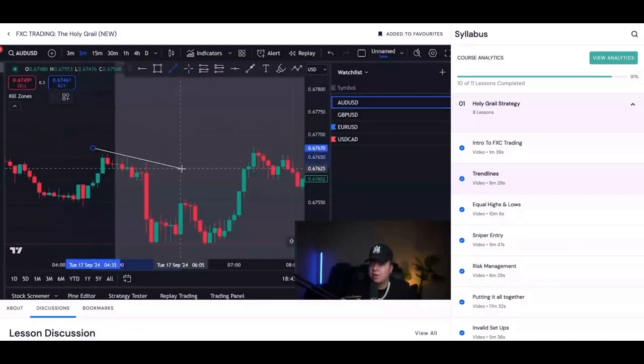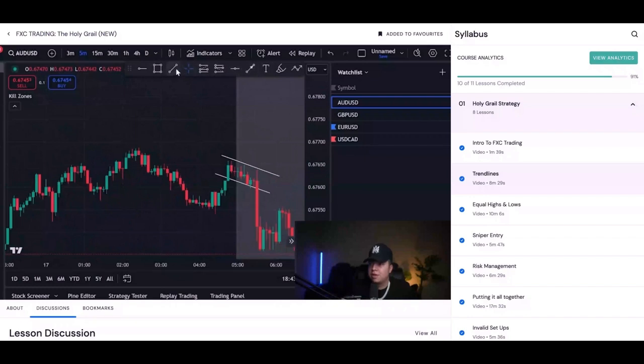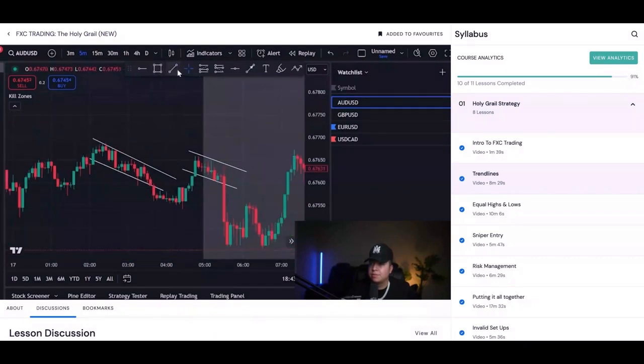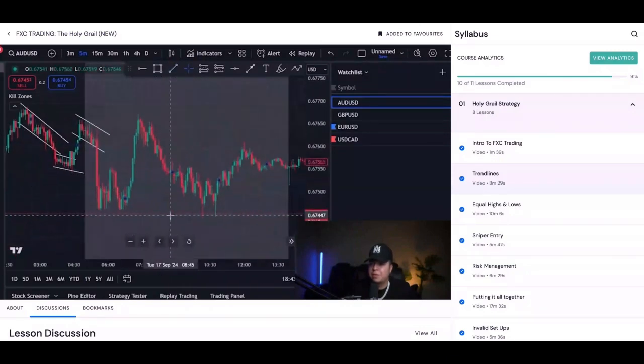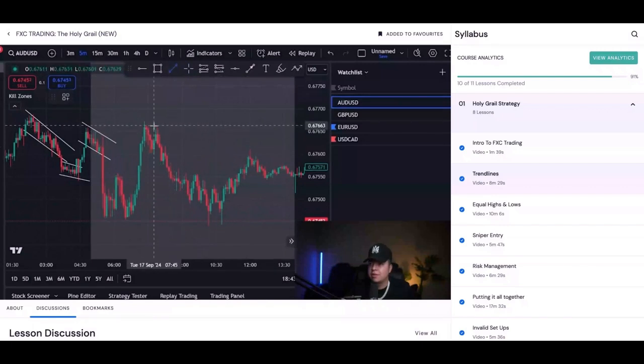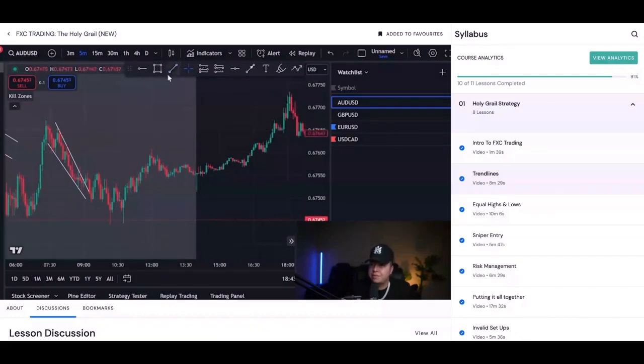Oh, we got a trend right here. Trend lines are everywhere. Trend right here. We even got a little trend right here. So you can see the market moves in trends. Trend right here. I'm trying to find some ugly ones because it's not always going to look all pretty. Trend right there. Trend right there.